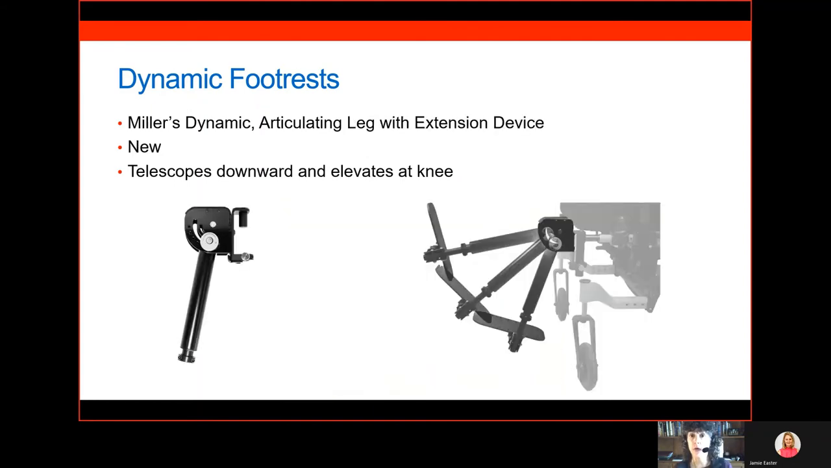This is their newer version, and this is their dynamic articulating leg with extension device. So this also telescopes downward and then swings upward, but it's a less bulky and, again, just newer design. I have not had an opportunity to try this one myself, but I think it will most likely work a little more smoothly than its predecessor that we just saw.